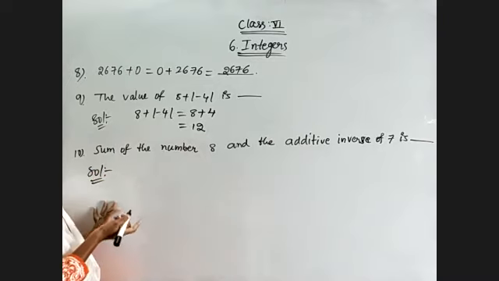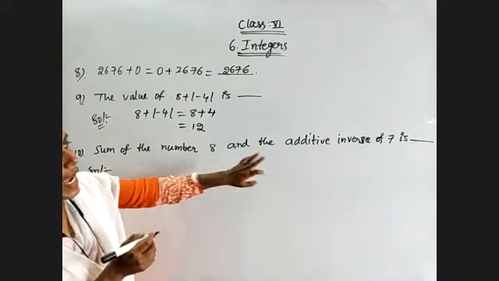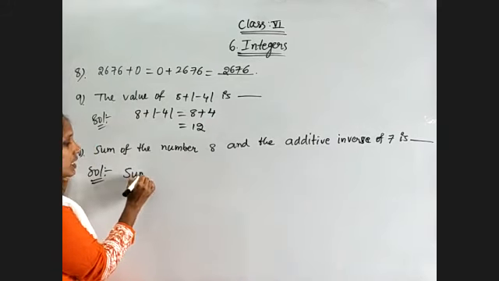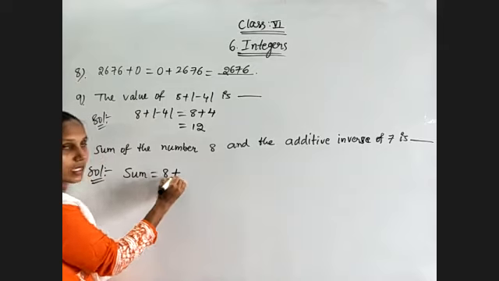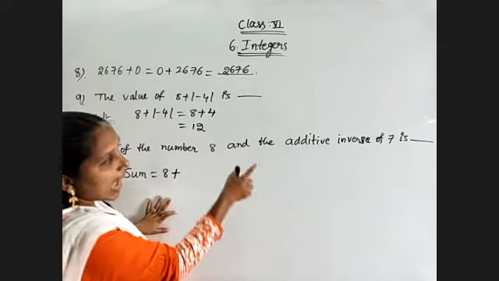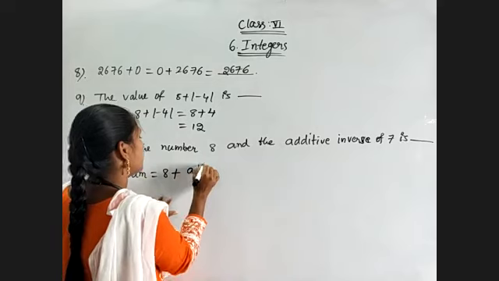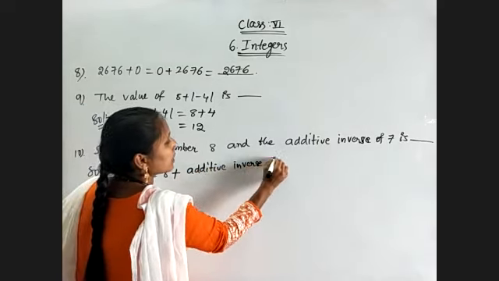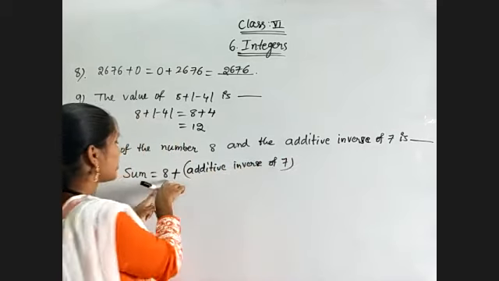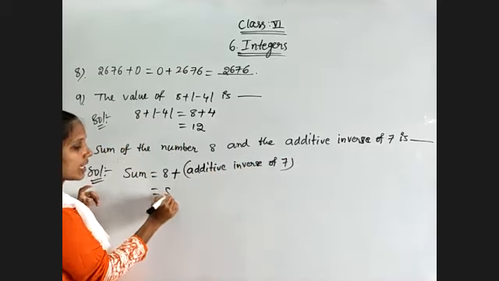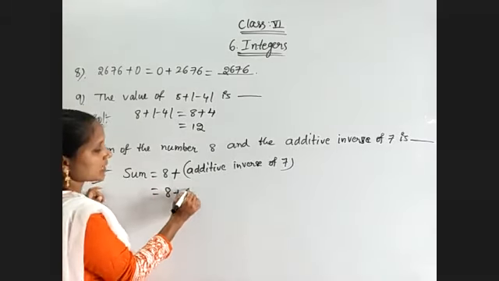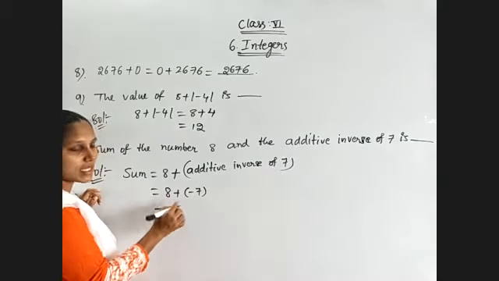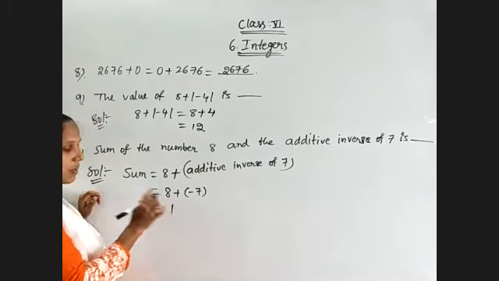And coming to the last one, solution. Sum is nothing but addition only. Number 8 and the additive inverse of 7. So required sum is equal to 8 plus the additive inverse of 7. Sum of these two numbers they are asking. So that is 8 plus additive inverse of 7, which is minus 7. Now one is plus, one is minus. So subtraction, 8 minus 7 is equal to 1. 8 is having plus sign, so plus 1.